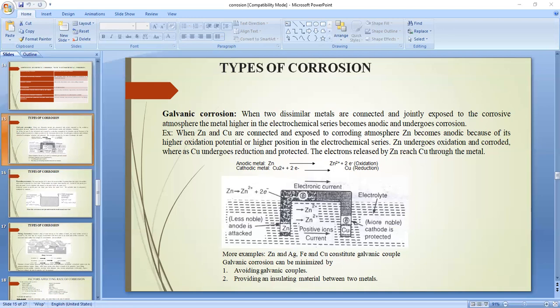So in this way, pitting corrosion usually takes place on the surface of a metal if it contains any pits or pinholes. So that is all about the types of corrosion.